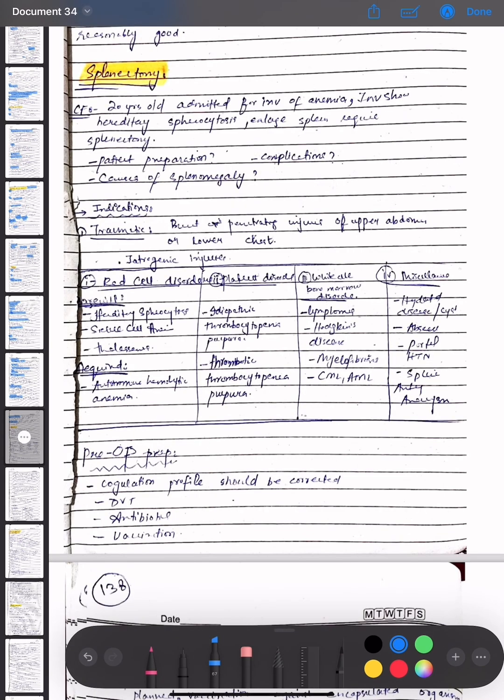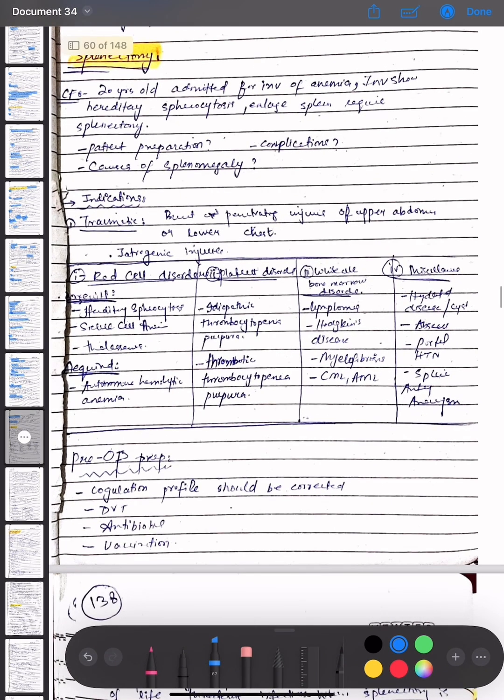Okay, now coming towards the splenectomy and its clinical features. There is a 20 years old admitted for investigations of anemia. Investigation shows a hereditary spherocytosis in large spleen requires splenectomy. So, how will we prepare the patient? What are the complications and what are the causes of splenomegaly?